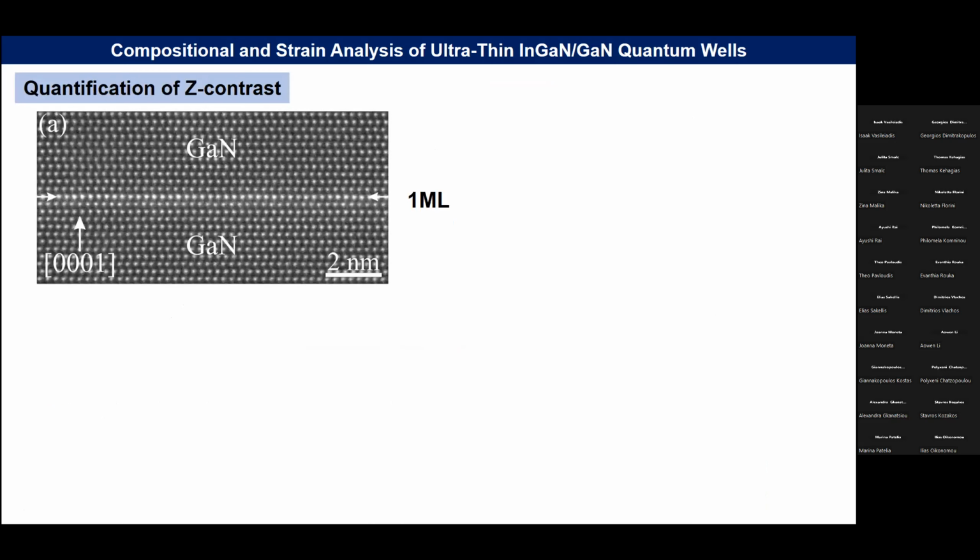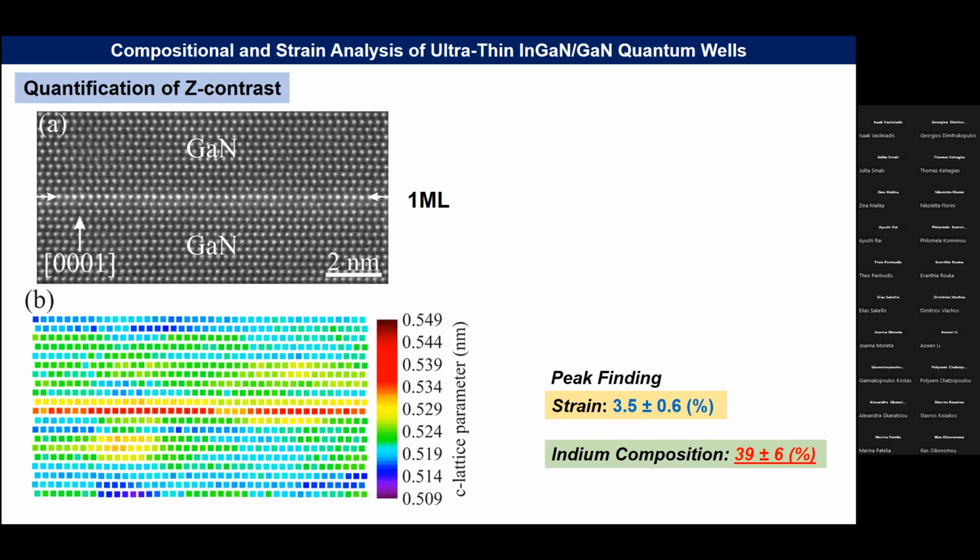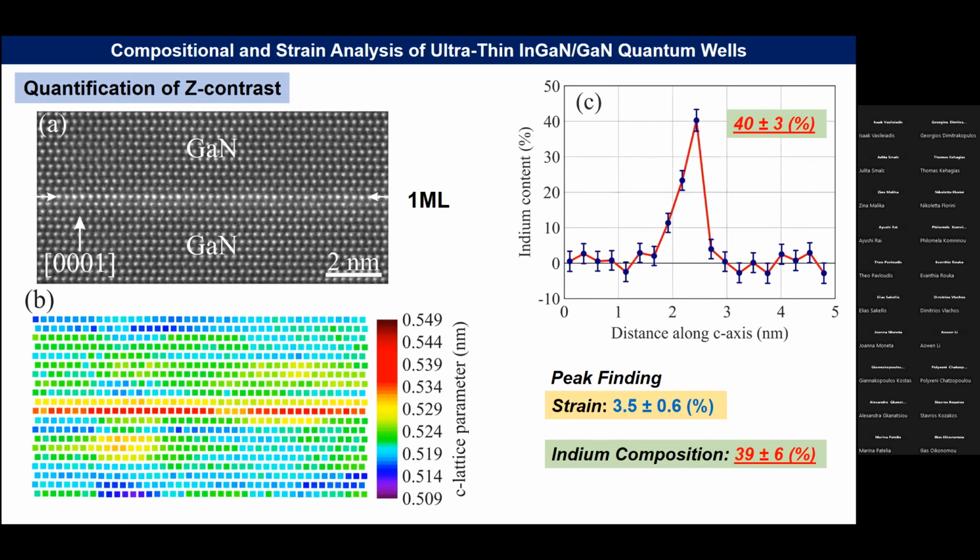And now let's see how we can have both strain analysis and intensity analysis. This is the previous case. We found from peak finding that the strain was 3.5%. The indium composition is determined close to 39% only by using the strain behavior, and by using the intensity we now determine that the composition of the central monolayer is 40%. So these methods, strain analysis and intensity analysis, converge.